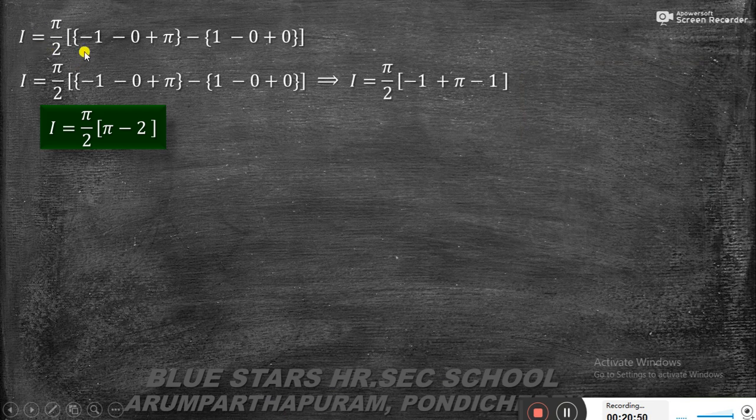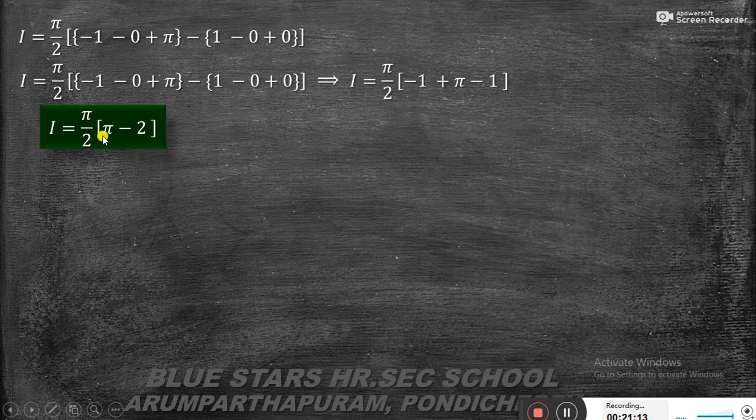I equal to pi by 2, that means minus 1 minus 0 plus pi minus of 1 minus 0 plus 0. So the next step, I write it pi by 2 into minus 1 plus pi and a minus of 1. So I write it pi by 2 minus 1 plus pi minus 1. So minus 1 minus 1 minus 2. So pi minus 2, pi by 2 into pi minus 2. This is the answer for the given integral.